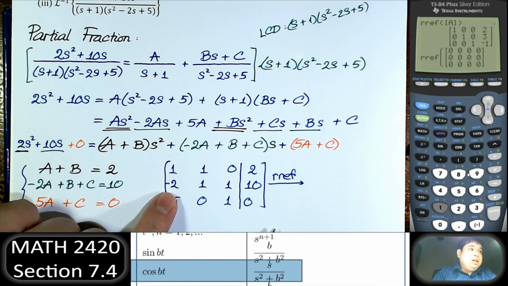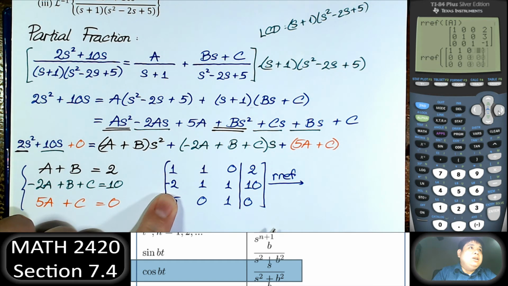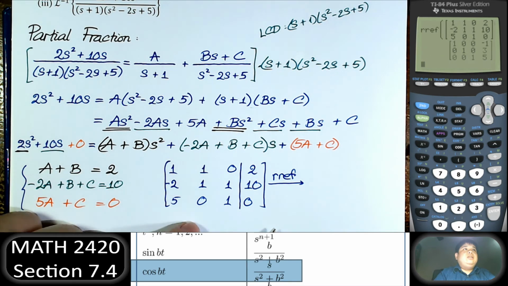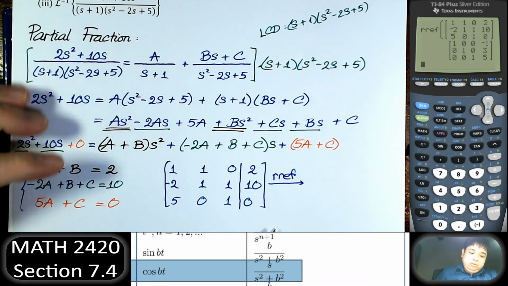Just hit 1, use the arrow. 1, 2. This is a negative sign. Do not use the subtract sign. And 5, 0, 1, 0. Right, only when you're done, when we're done, hit enter. And that's what we have.